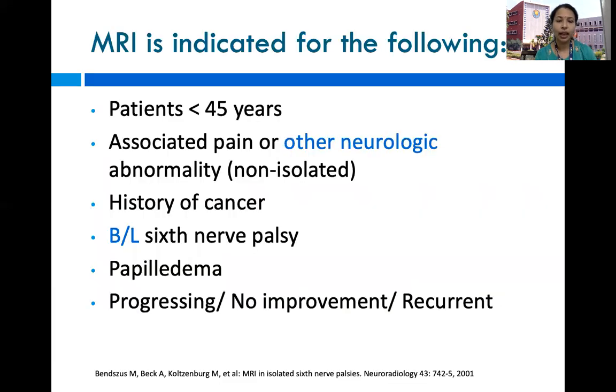The answer is MRI should be indicated when the patient is young, less than 45 years of age, because it is more likely to be due to an identifiable lesion in the brain. Also, if it is a painful sixth nerve palsy or associated with other neurological abnormalities like hemiparesis or cerebellar signs, or if the patient has a history of cancer, then we need to rule out metastasis. If it is a bilateral sixth nerve palsy, we need to rule out raised intracranial hypertension, which may also have papilledema. And if the sixth nerve palsy is progressing and there is no improvement, or it is a recurrent sixth nerve palsy, we need to do an MRI brain.